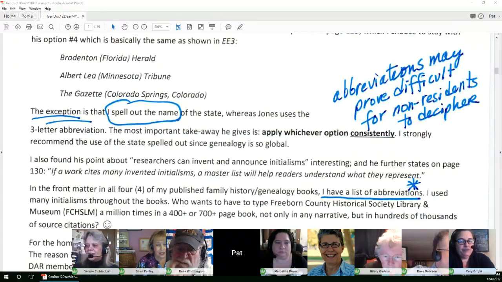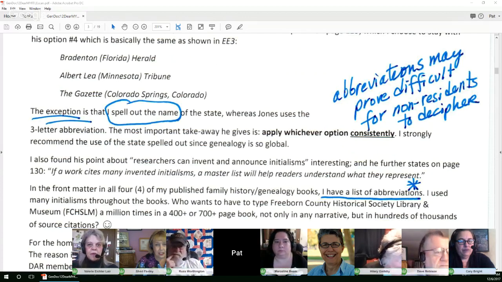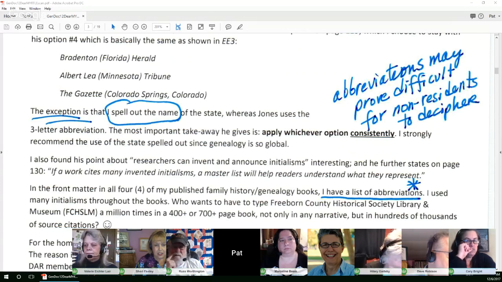And that's why I added a couple examples, which I base again on Evidence Explained. Like the Albert Lea Tribune, Albert Lea is in the name of the newspaper. So that's why I put Minnesota in parentheses in italics immediately after Albert Lea. But for the Gazette newspaper in Colorado Springs, that's not in the masthead or the title, so I put it after. Well, and then you've got tricky ones like the Seattle Times and the Seattle Post-Intelligencer.